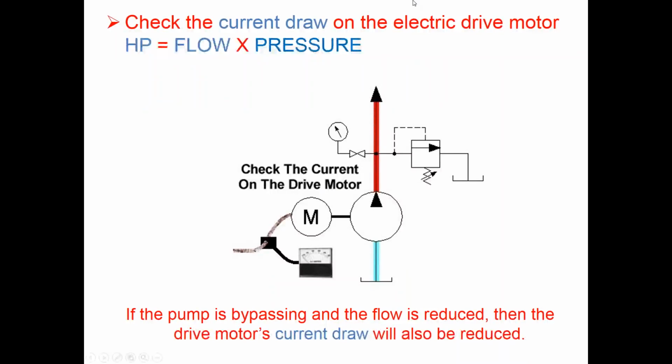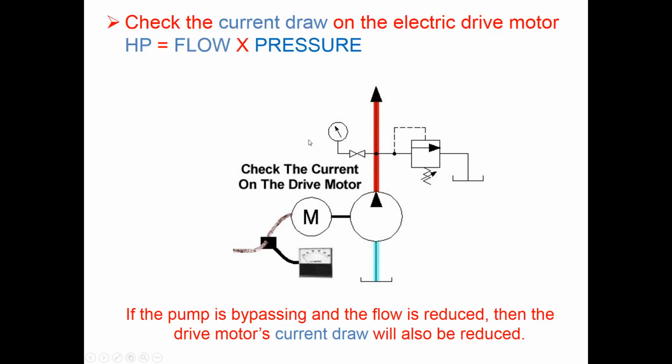Check the current draw on the electric drive motor. Now, the horsepower that's developed by a hydraulic pump can be expressed in this little formula: flow times pressure. The formula will change a little bit depending on what units of measure you're using, but to determine horsepower, we would multiply the amount of flow the pump delivers by the pressure, or the resistance it's overcoming in the system, and that will tell us the horsepower that is developed.